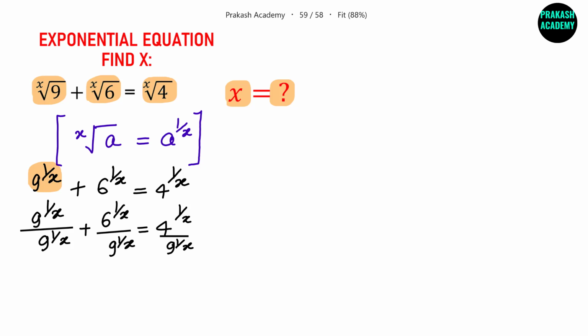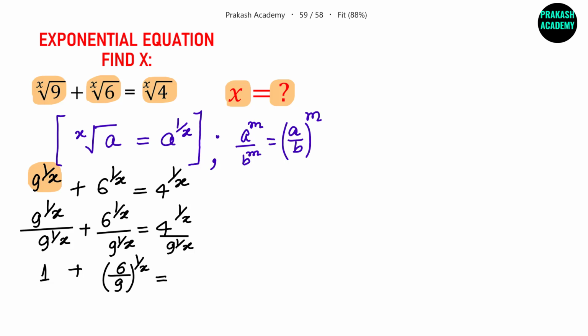Now next we will use another rule of exponent. If you remember, if we have a raised to the power m divided by b raised to the power m, then this can be written as a by b raised to the power m. So let us use this rule. This expression will become 1, and this will be simply 6 by 9 raised to the power 1 by x, and this will be 4 by 9 raised to the power 1 by x.